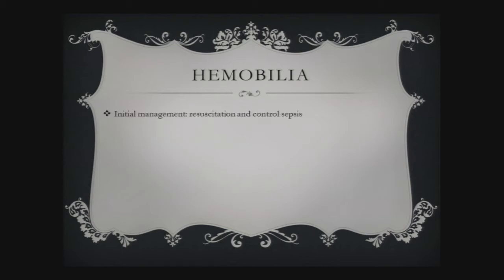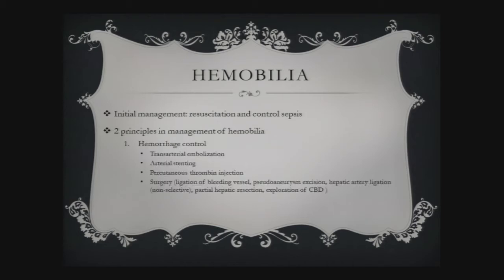Initial management, though, is just resuscitation and controlling sepsis, especially if you've got an abscess. And there are two principles in managing hemobilia. First, you want to control the hemorrhage. There are several ways you can do that. We did transarterial embolization. You can do arterial stenting or thrombin injections. And you can also do surgery.